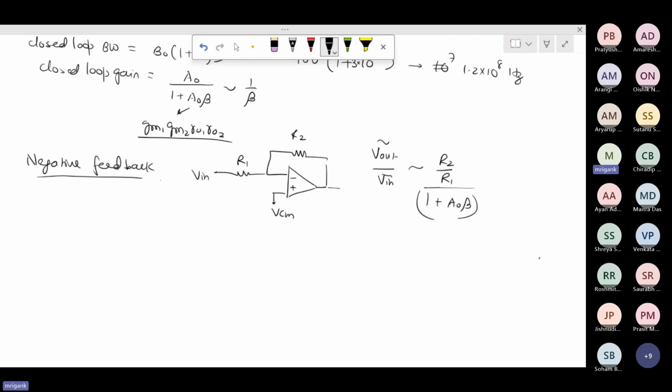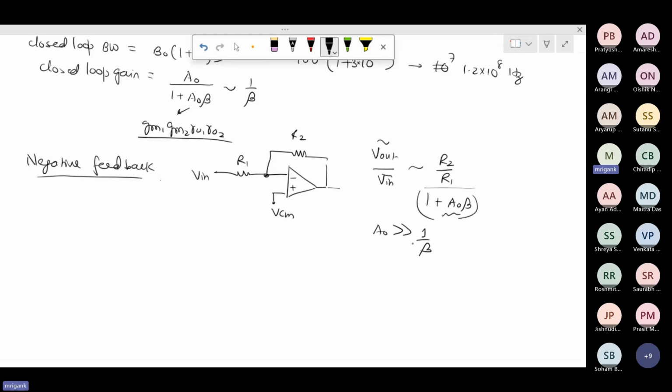So now the question is, how big should A naught be? A naught beta is the same thing. We are trying to make it much bigger than 1. How much bigger than 1 depends on the precision of the gain. If you want very high precision gain that should not be corrupted by A naught, then I need A naught to be much bigger than 1 by beta.